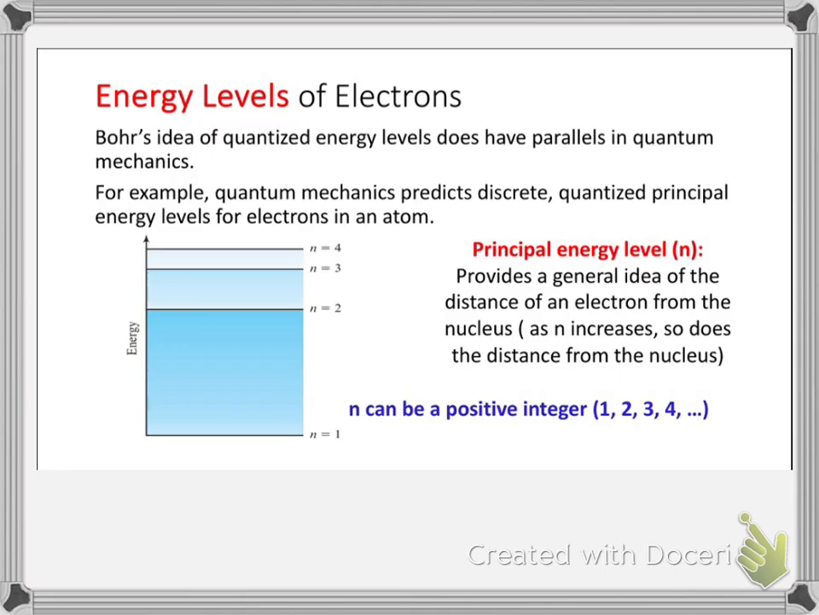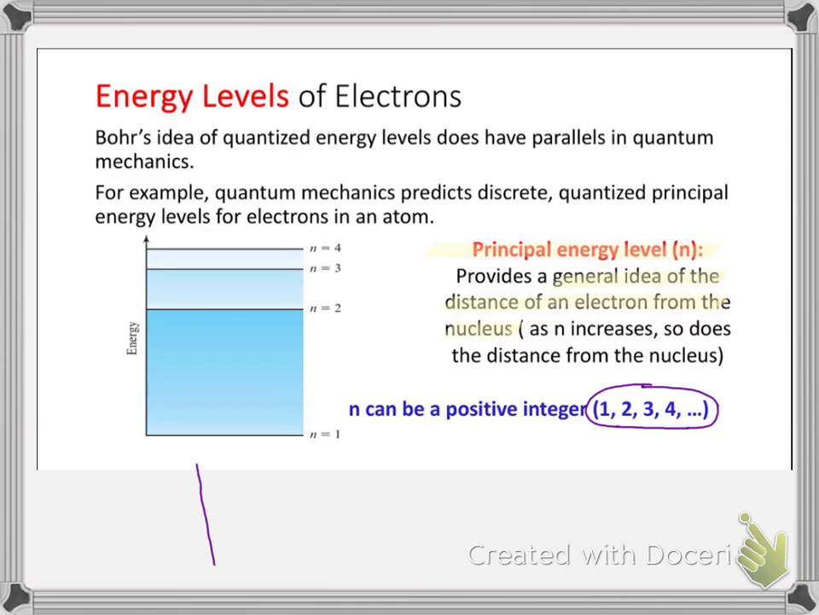So the first quantum number tells us how far away the electron is from the nucleus. It's something called an energy level. So you can see right here, principal energy level. It's a general idea of the distance of an electron from the nucleus. These numbers start at 1 and go 1, 2, 3, 4, 5, 6.